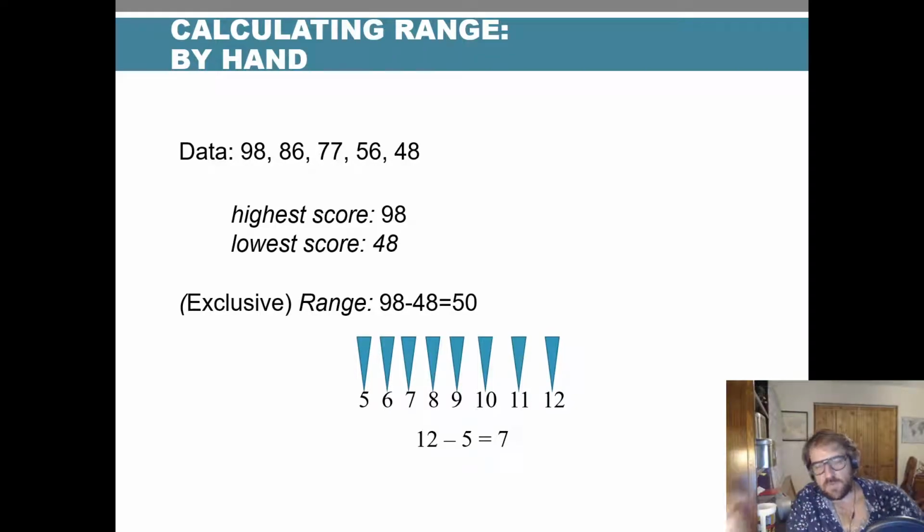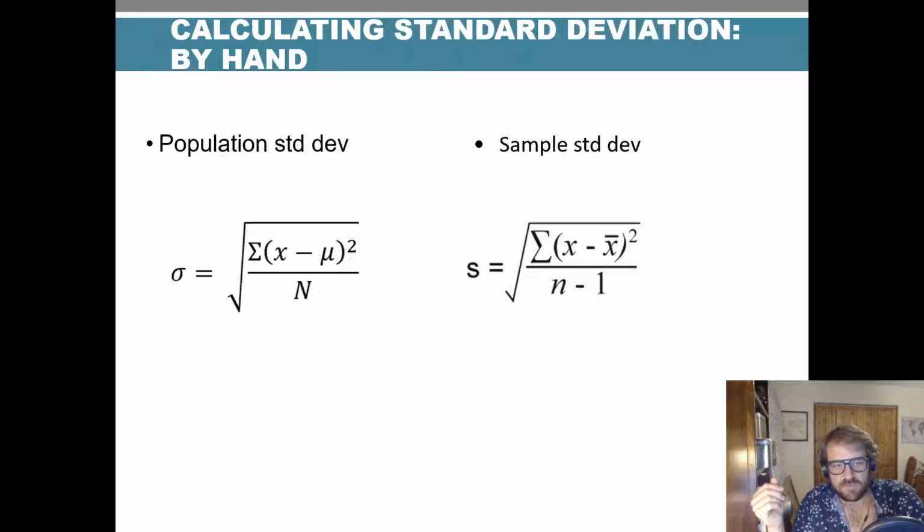Exclusive range. Remember, the formula for inclusive range is highest minus the lowest plus 1. So when you do inclusive range, it's basically the same as counting every individual item. And when you do exclusive range, you're just subtracting the lowest from the highest and taking that. So again, typically we use exclusive range, but that's the difference between exclusive and inclusive range.